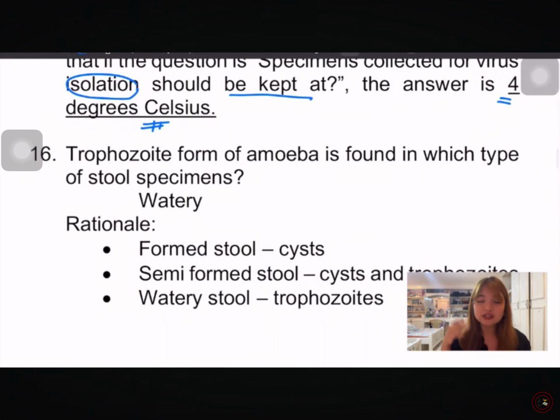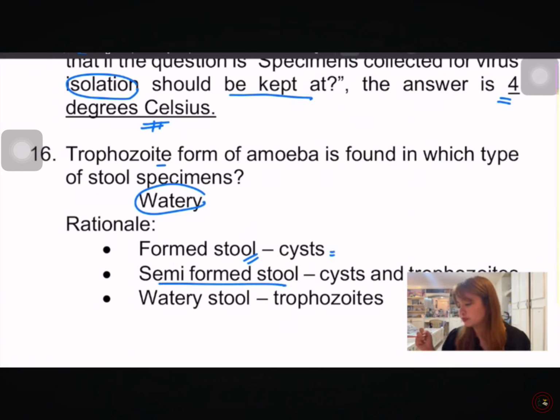So, next question, let's move on to the parasitology questions. Trophozoite forms of amoeba are found in which type of stool specimens? The answer here is a watery specimen. It depends on the consistency of the stool and which forms of amoeba we will see. Since there are cyst forms, there are trophozoite forms. If the stool is formed, most likely we will see cysts, and cysts are also more resistant to environmental factors. Meanwhile, if the stool is semi-formed, we can see both cysts and trophozoites.